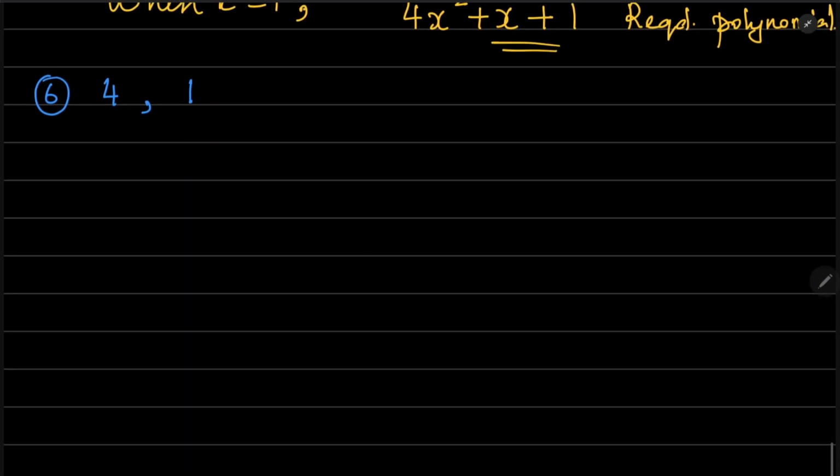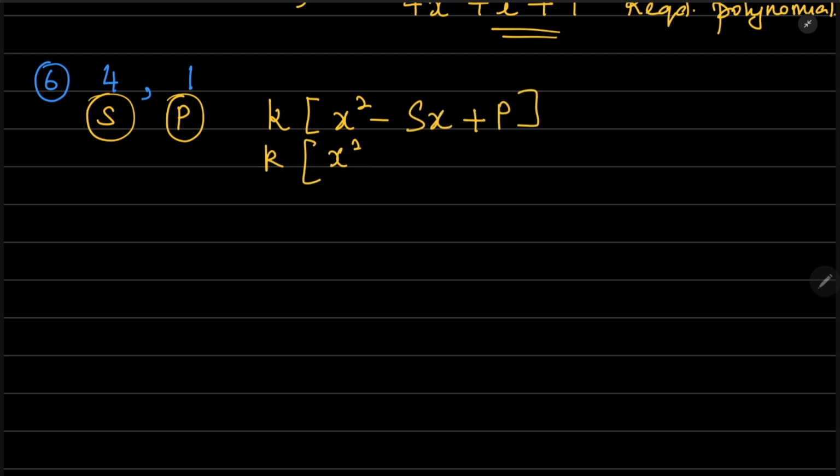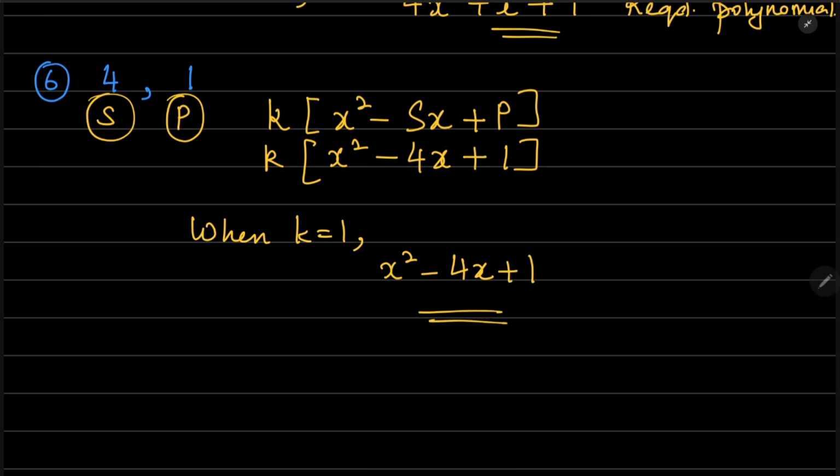The next question, 4 comma 1. So 4 is the sum and 1 is the product. Again, k multiplied by x square minus sx plus p. So k multiplied by x square minus the sum, 4x, plus the product, 1. When k is equal to 1, the polynomial is x square minus 4x plus 1. That's your answer.